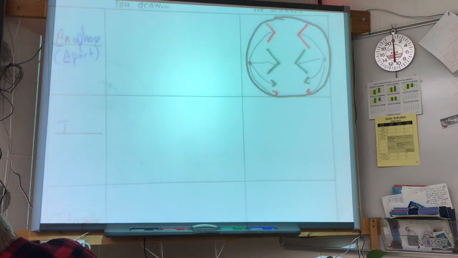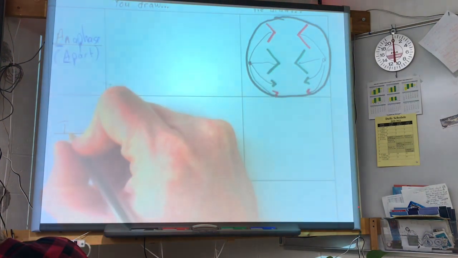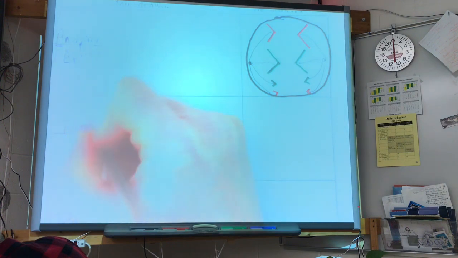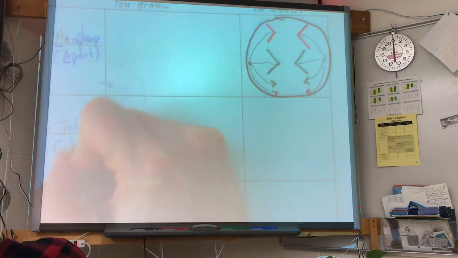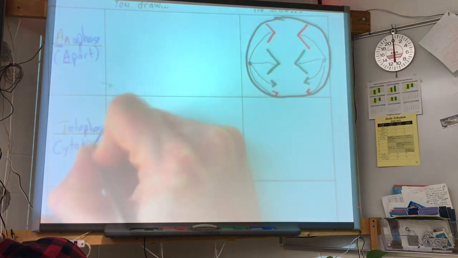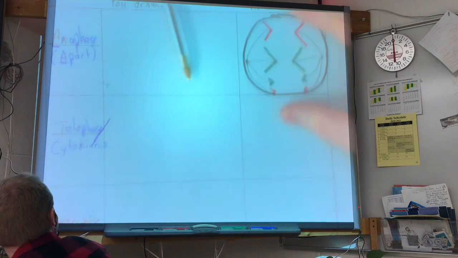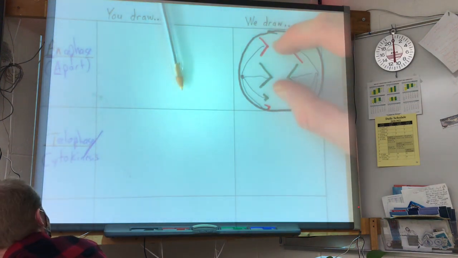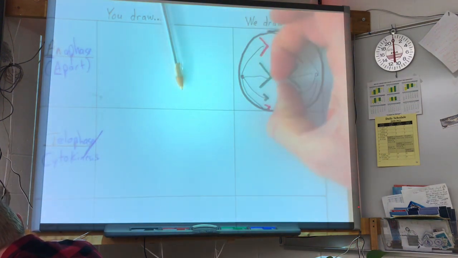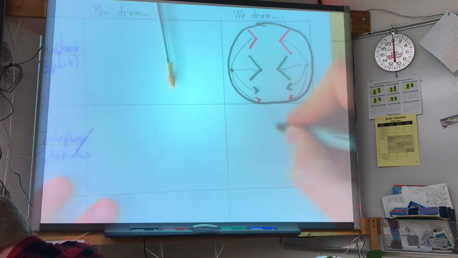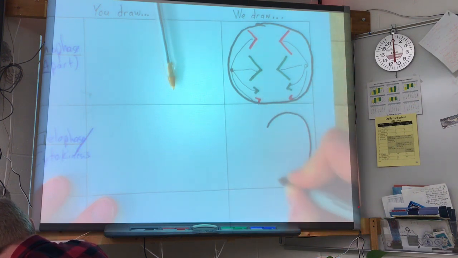PMAT, or pass me a taco. The T stands for telophase, and I'm going to slash it with cytokinesis. So when we talk about cytokinesis, what's going to happen is we are going to pinch this cell right here. We're going to pinch it. That's what cytokinesis is, the pinching of the cell membrane or the pinching of the cytoplasm.